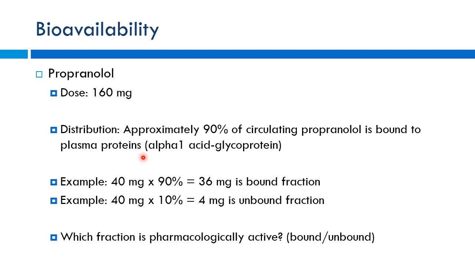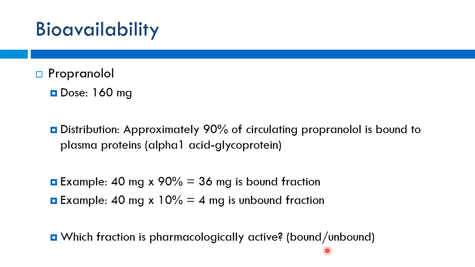The other thing to note is, is drug bound to serum proteins active? Can it interact with those beta receptors to block them? It can't. You need the free drug in order to be active. In this case, if 90% is bound, imagine that the 40 milligrams that made it into the systemic circulation, 90% is going to be bound to the proteins. Only 10%, or 4 milligrams, is unbound. This means only 4 milligrams of that original 160 is available at a given time to actually interact with those receptors. So not a lot of drug is needed to get some of these effects. Which fraction is active? It's going to be the unbound version of it.